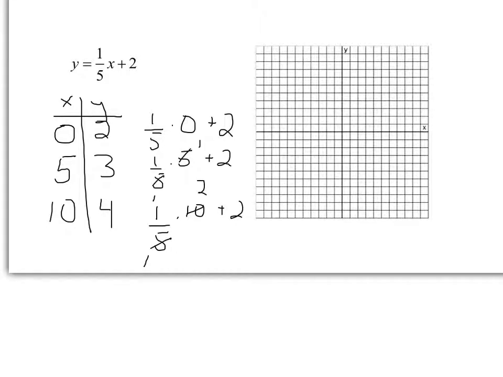So when you graph that, 0 for x and 2 for y, 5 for x, 1, 2, 3, 4, 5, up 3, it's there, and then going out to 10 and up to 4. So I'll connect all those. There's that line.